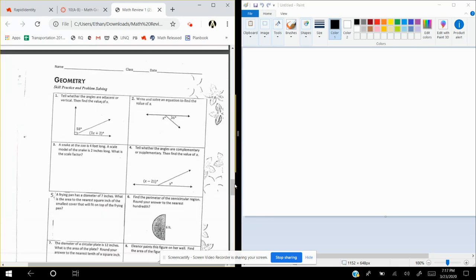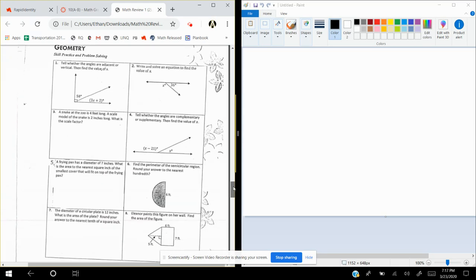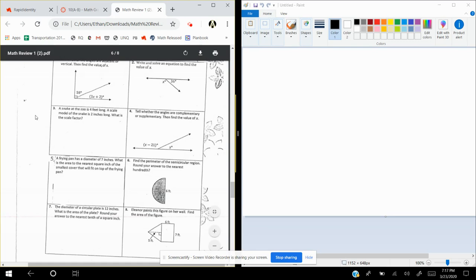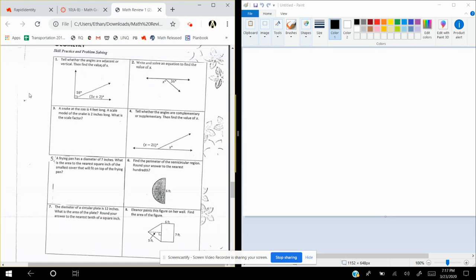Okay. Number 1. Tell whether the angles are adjacent or vertical. Then find the value of x. So it's a 2-part question. Again, guys, I want you actually trying this before you watch these videos. So please try this before you watch the video. That way we can maybe work on the honor system and feel like you are actually doing your work.